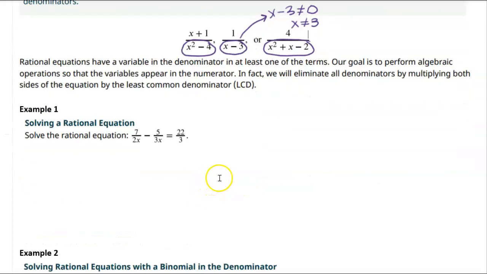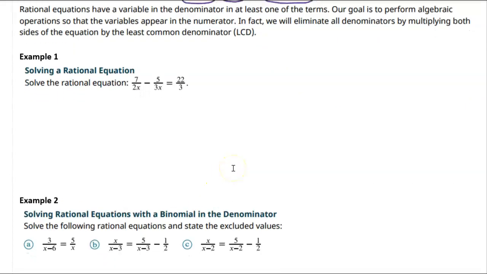All right, our big goal here is to perform algebraic operations so that all the variables change and appear in the numerator. And we're going to do that by multiplying through by the least common denominator. If I'm looking at my denominators in this first example, I have 2x, I have 3x, and I have 3.